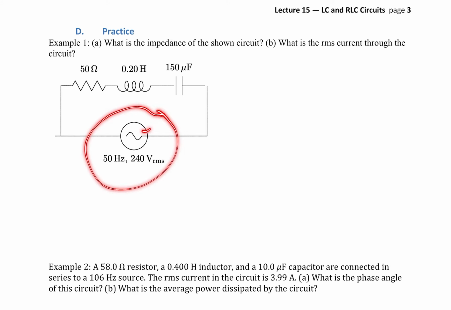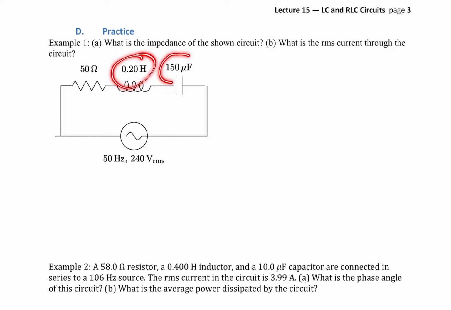We have a source with a certain frequency and an RMS value of voltage. This is an AC source. Okay, so we want to find the total impedance. That means we need to find the reactances of the inductor and the capacitor. So let's collect what we know. We already obviously know the resistance.